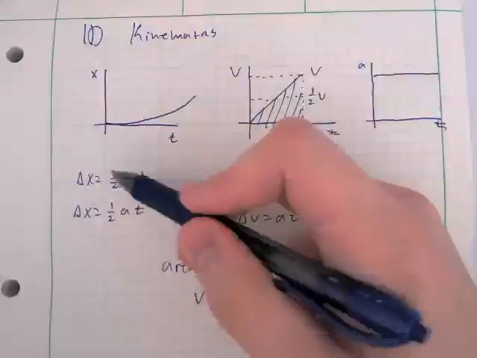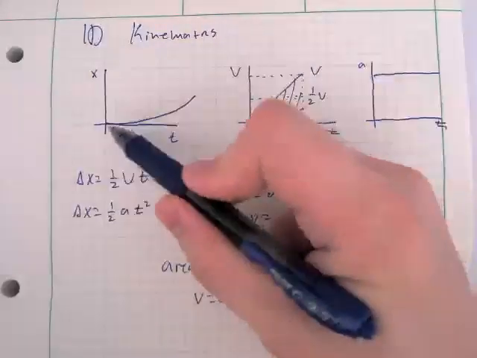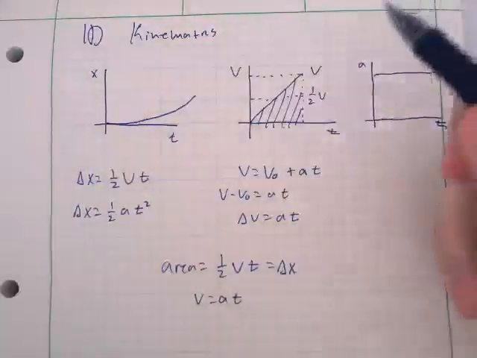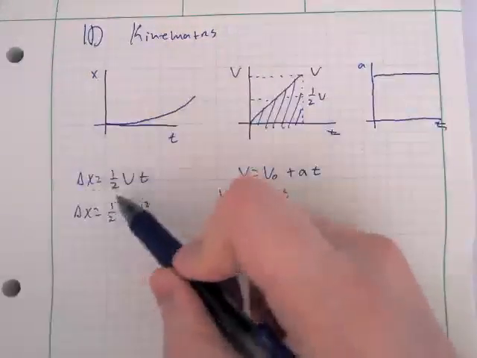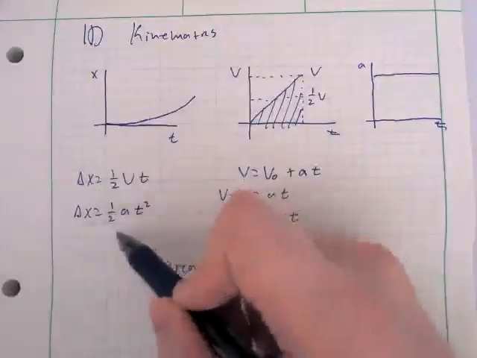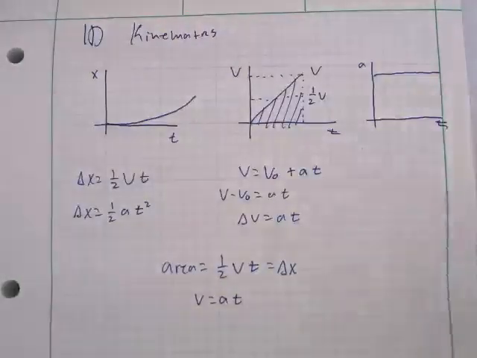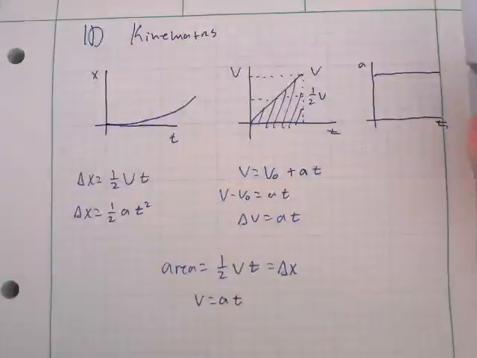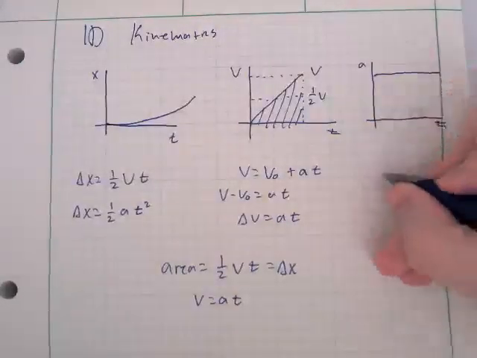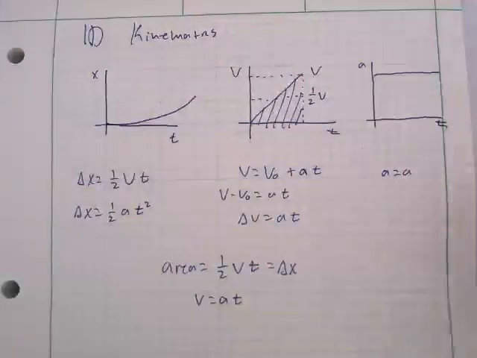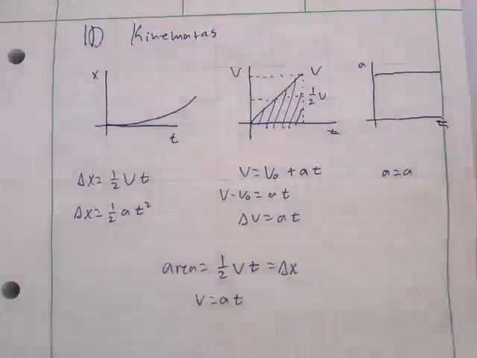In this case, for the case where we have a 0 initial velocity and then some sort of constant acceleration after that, we can say delta x equals 1/2 vt, or delta x equals 1/2 a times t squared. And this will give us our position as a function of time for some sort of constant acceleration that we have. So again, of course, here we can just say a equals a. There's nothing tricky about this one.